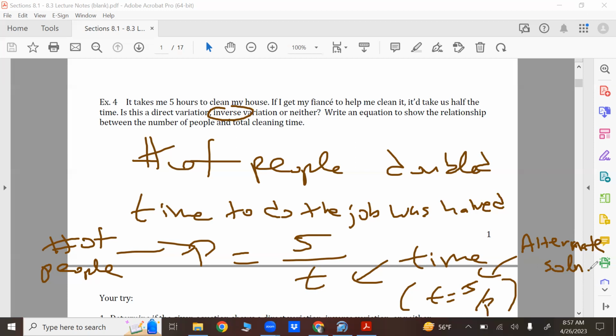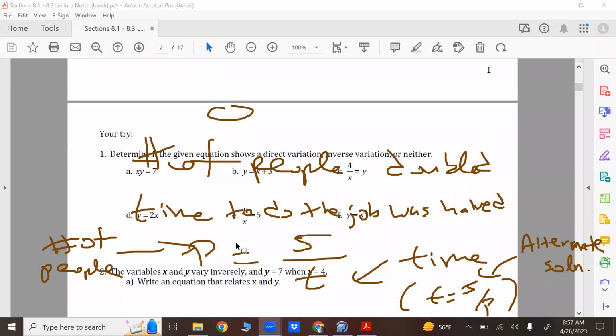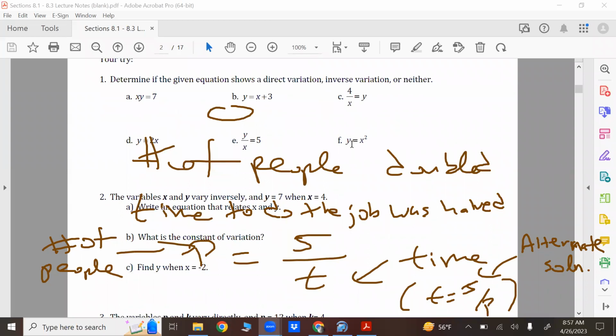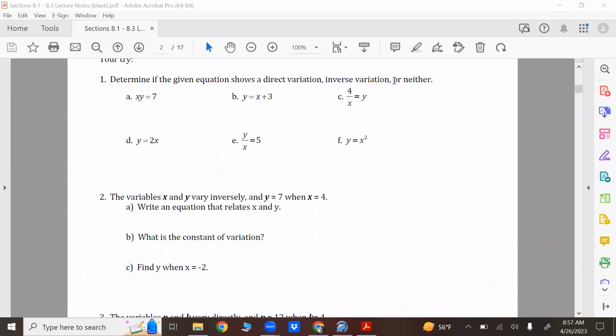I'm gonna have you guys try some problems, see how it goes. Identify which ones are direct, inverse, or neither. You can talk to your partner about it. I'm gonna pause the video just for a sec.